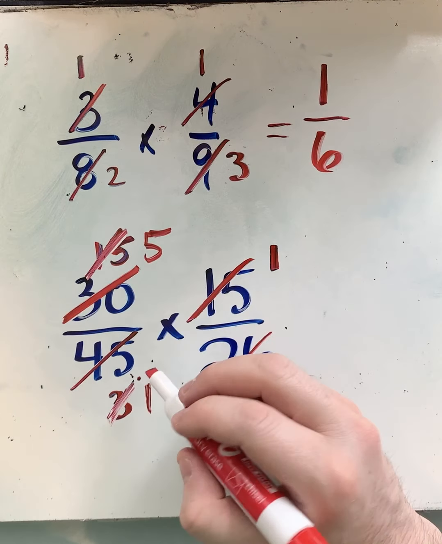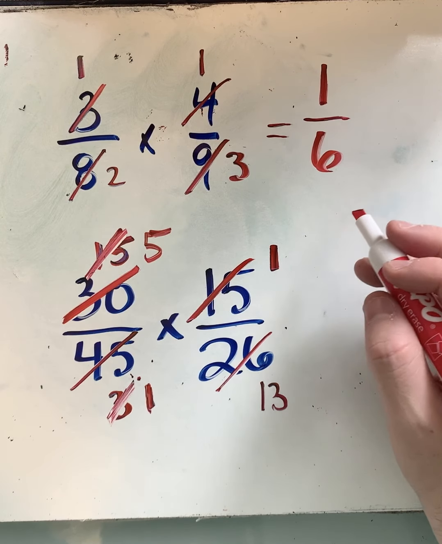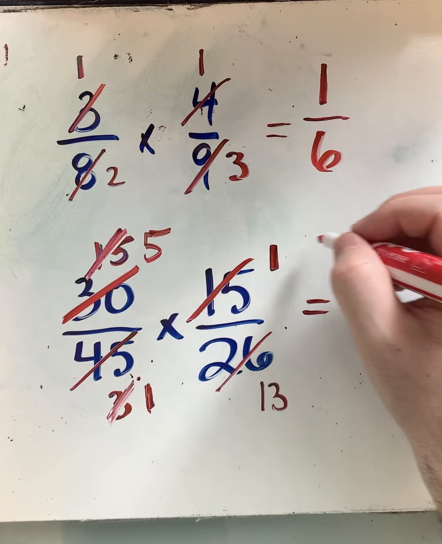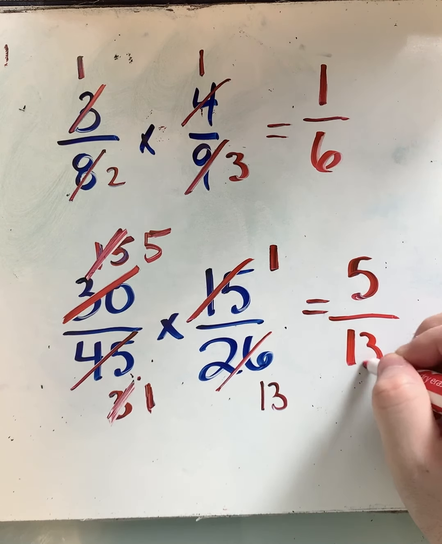So now I've done an extra step, and that's fine. You can do that as many times as you need to in order to cancel it out. I look around, nothing else. So now I just multiply. 5 times 1 is 5. 1 times 13 is 13.